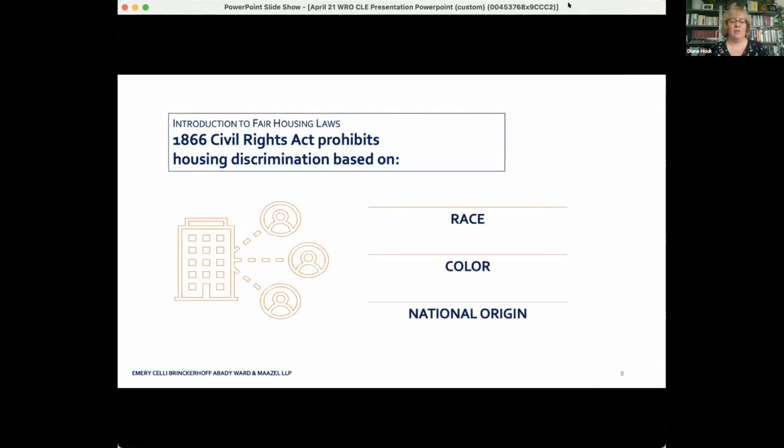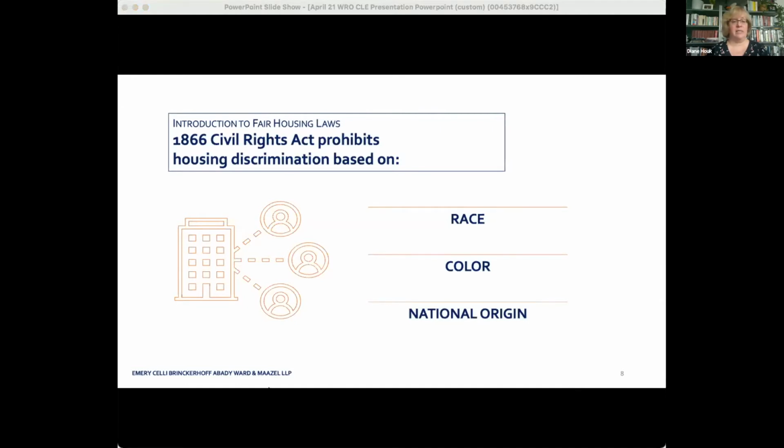So this is just going to be a set of 3 slides that show the differences between each of the 3 laws I've mentioned on what the protected characteristics are. As I originally said with the 1866 law, race, color, and national origin. While very limited, it's not a narrow statute in that sense, it broadly covers all real estate transactions where there's race, color, or national origin discrimination.